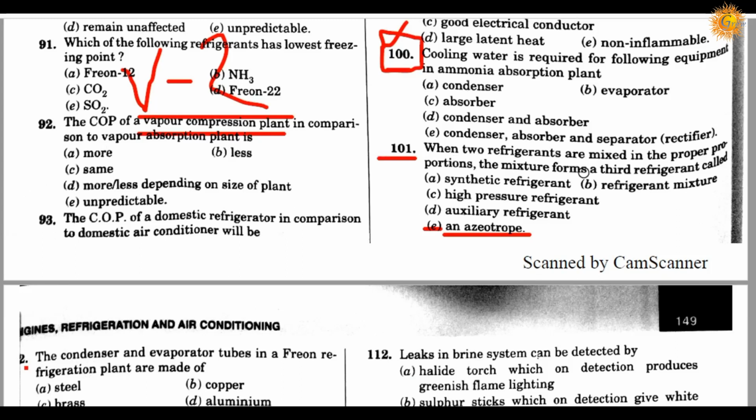When two refrigerants are mixed in the proportion, the mixture forms a third refrigerant called: Option A, synthetic refrigerant. Option B, refrigerant mixture. Option C, high pressure refrigerant. Option D, auxiliary refrigerant. Option E, azeotrope. So the correct answer is azeotrope.